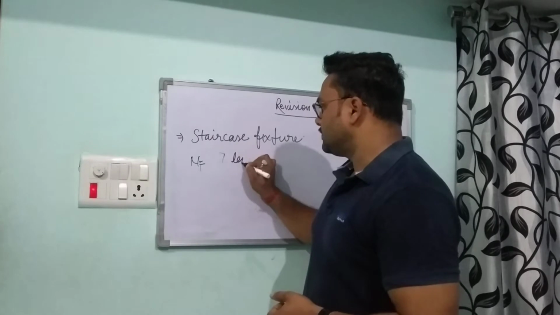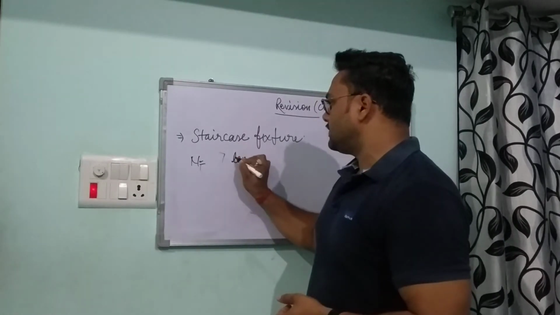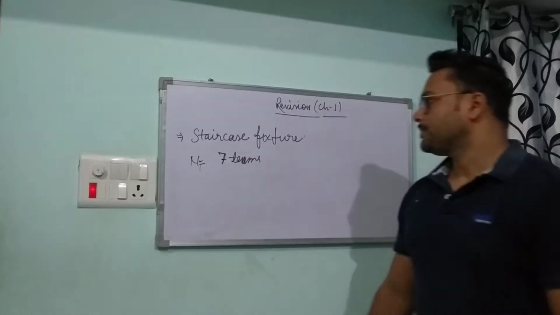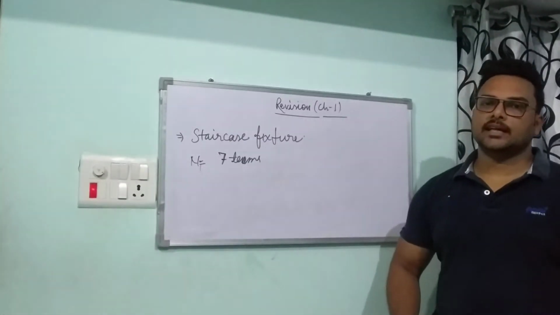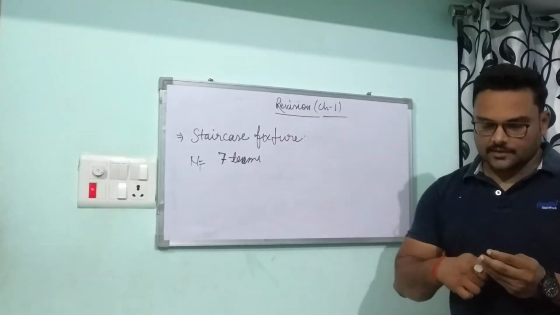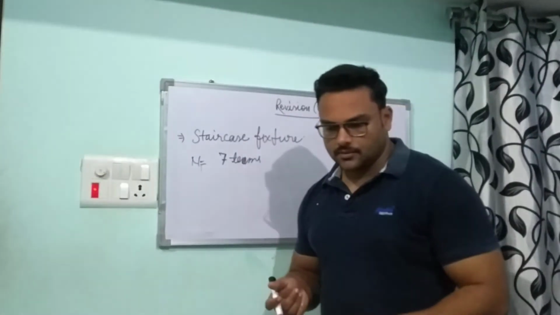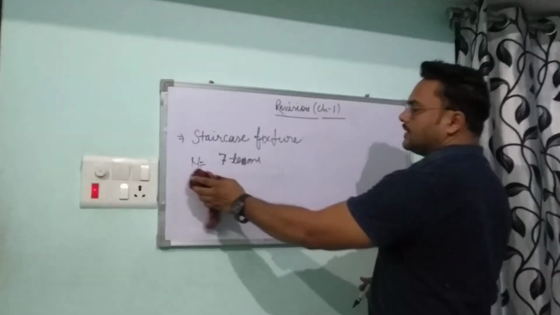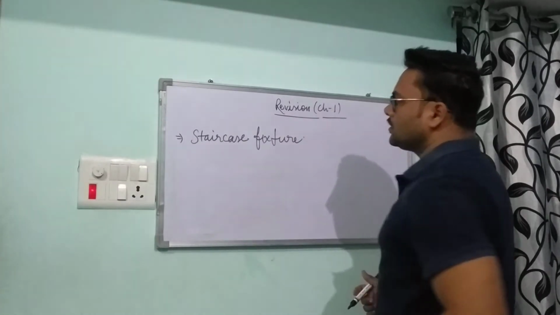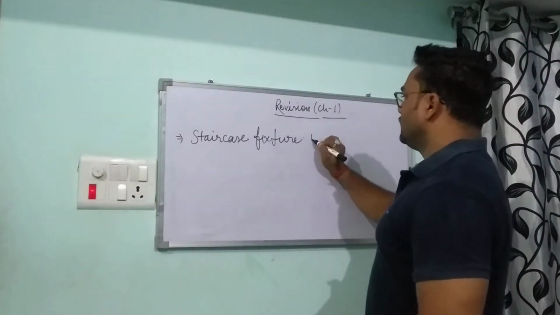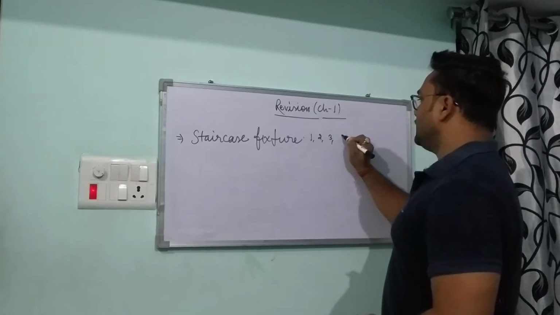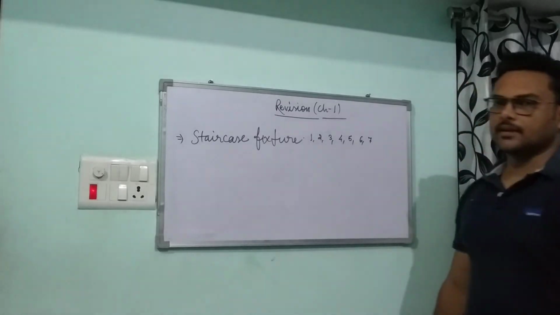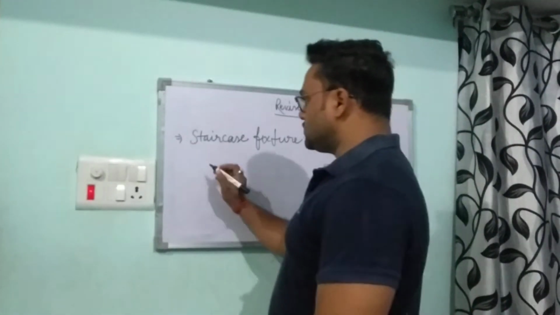And next, suppose there are 7 teams, n is equal to 7. N is the number of teams. There are 7 teams. So how to arrange them in a staircase method? I will try to give you an example of how to do that. We are going to do it for the 7 teams. So let the teams be 1, 2, 3, 4, 5, 6, and 7. This way you have to arrange.